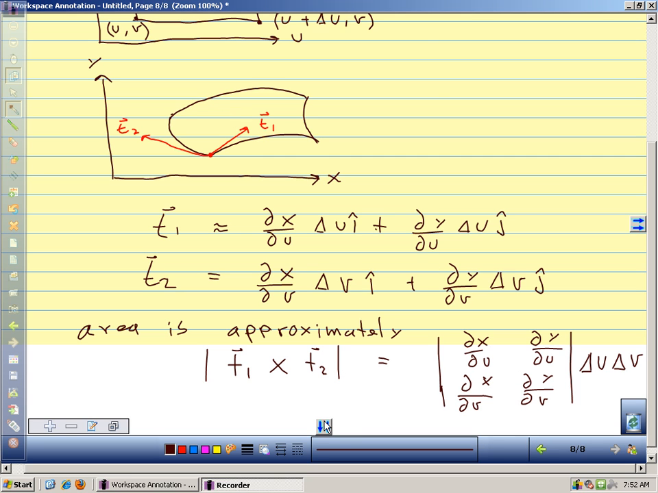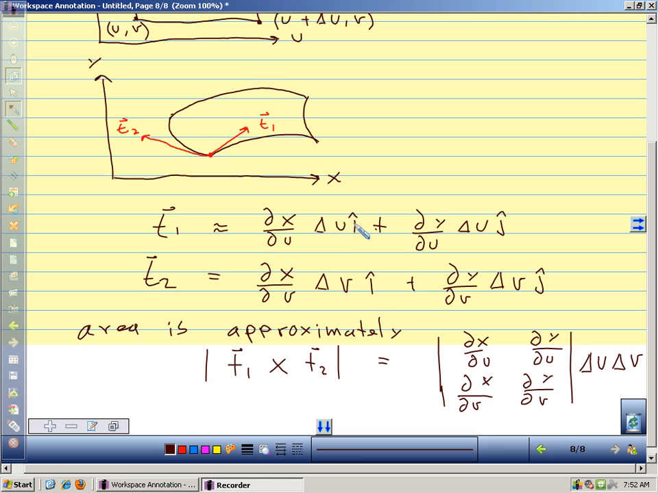So the Jacobian takes the form that it does because we're using an argument similar to what we did for surface area, finding the area of this region by approximating with a cross product. Questions? All right.